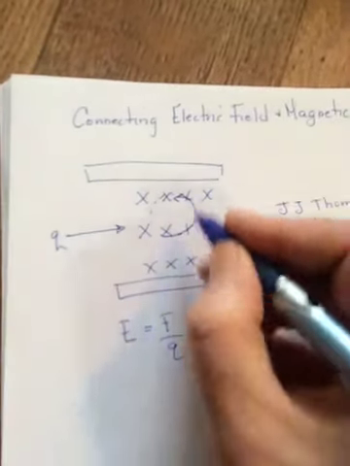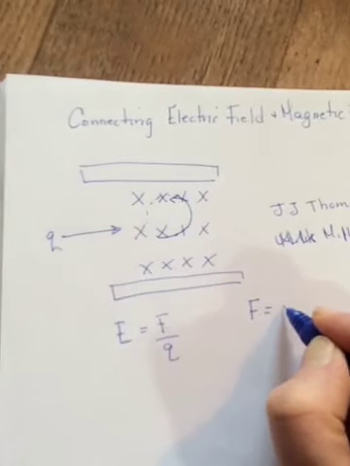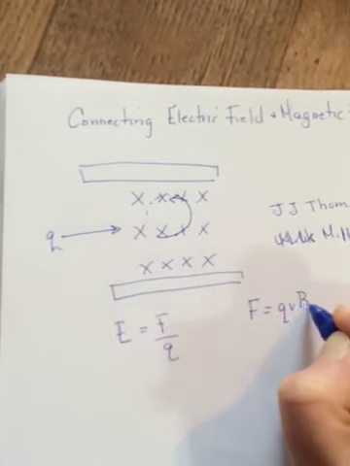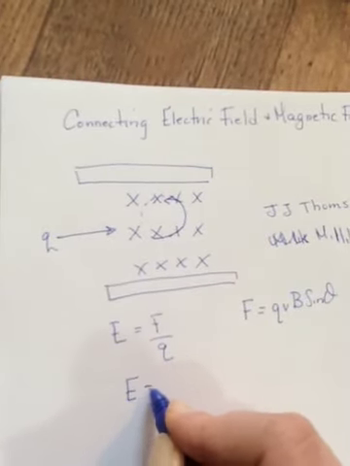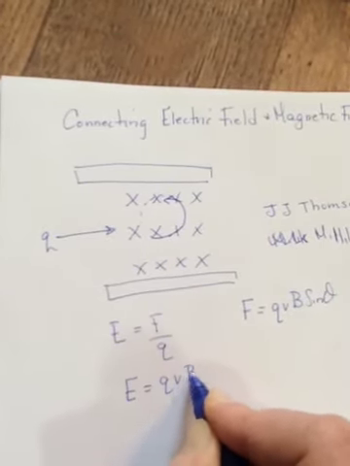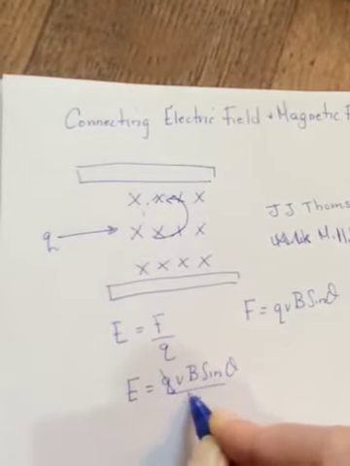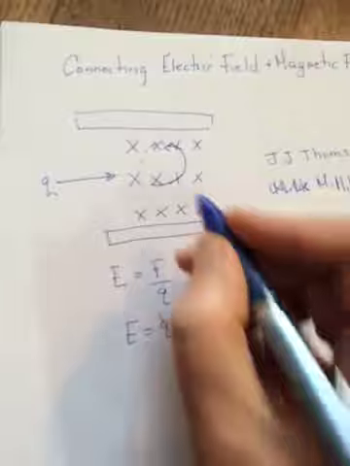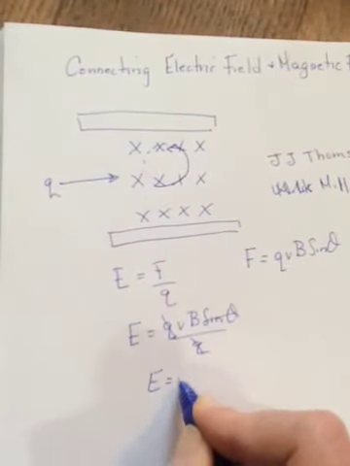So I could set a field up big enough that I would have an F that would balance out the F that is equal to QVB sine theta. So if these two F's are equal, then E will be equal to QVB sine theta over Q, and I'm going to run out of time. The Q's cancel. And the B and the V are parallel, and we get E is equal to VB.